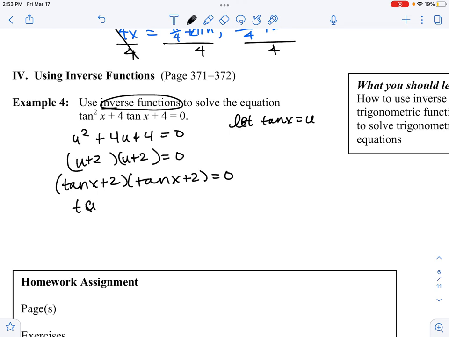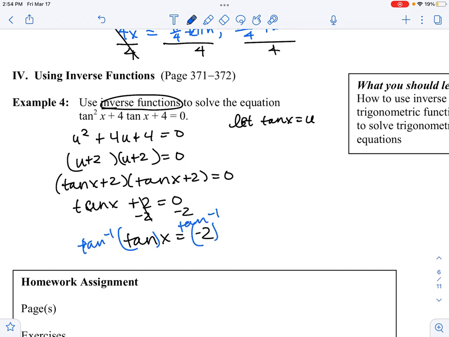I know that means I know both of these, tangent x plus 2 equals 0. Well, subtract the 2. Where does tangent of x equal -2? So we're going to use inverse tangent. You're going to plug that into your calculator. And we get x equals inverse tangent of -2. But remember, tangent has a period of pi, so it's going to be pi n. And you can plug that into your calculator, or you can leave it just like that.